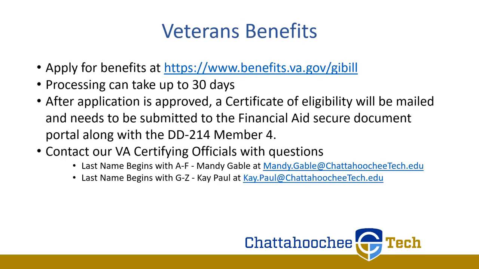If you're a veteran, you can apply for benefits at the website seen here. Processing can take up to 30 days. After your application is approved, a certificate of eligibility will be mailed and needs to be submitted to the Financial Aid Secure Document Portal along with your DD-214. If you have questions about VA funding, you can contact your VA certifying official.